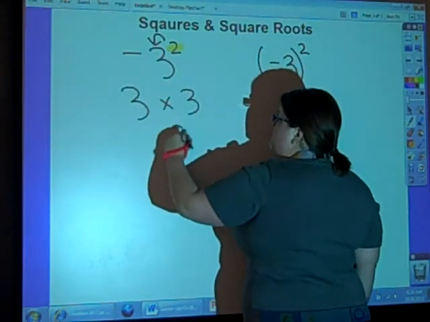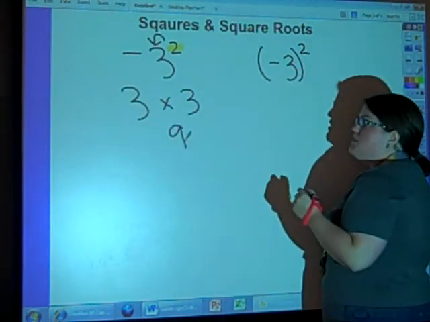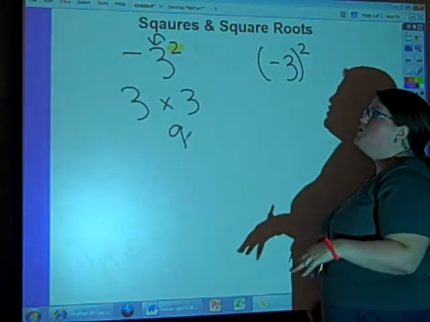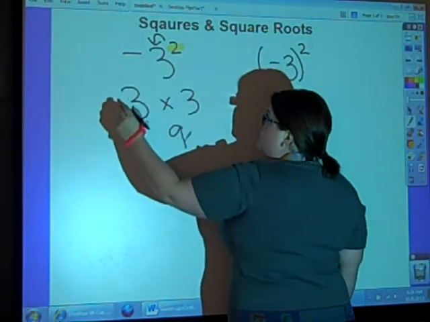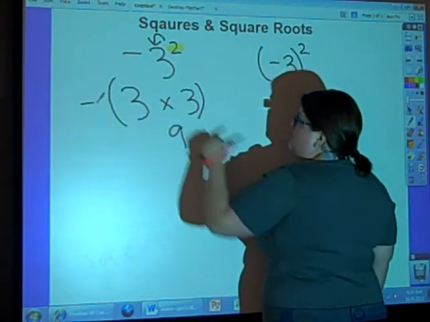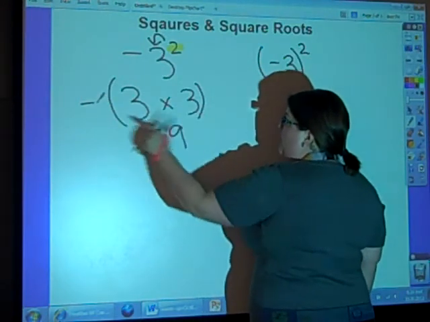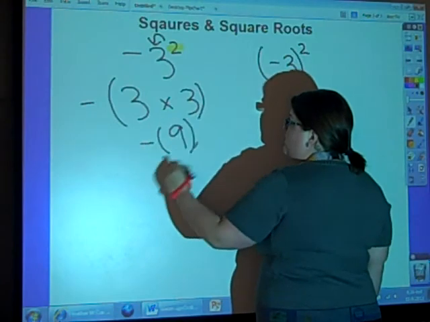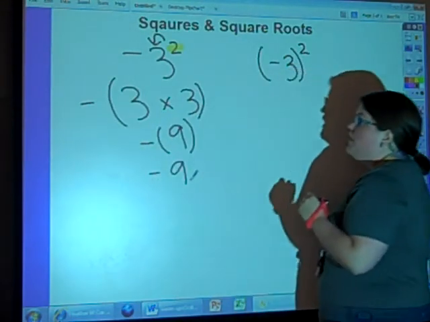And 3 times 3 is 9. However, I want the opposite of 3 squared, or you can say 3 squared negated. So go ahead. So I want the opposite of 3 times 3. 3 times 3 is 9. I want the opposite of that, so I get negative 9.